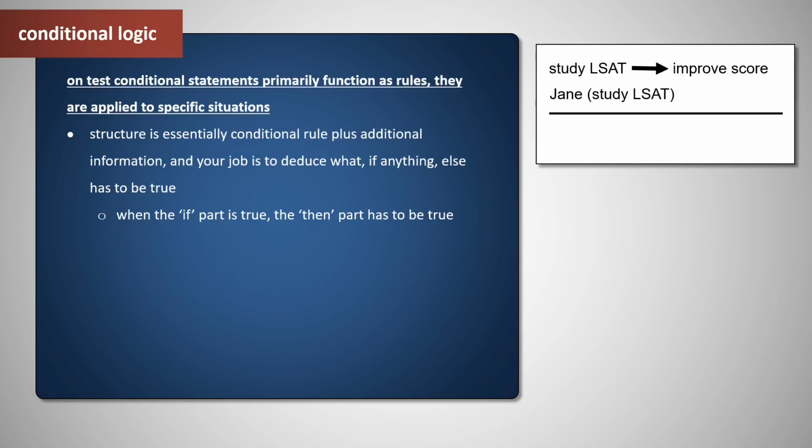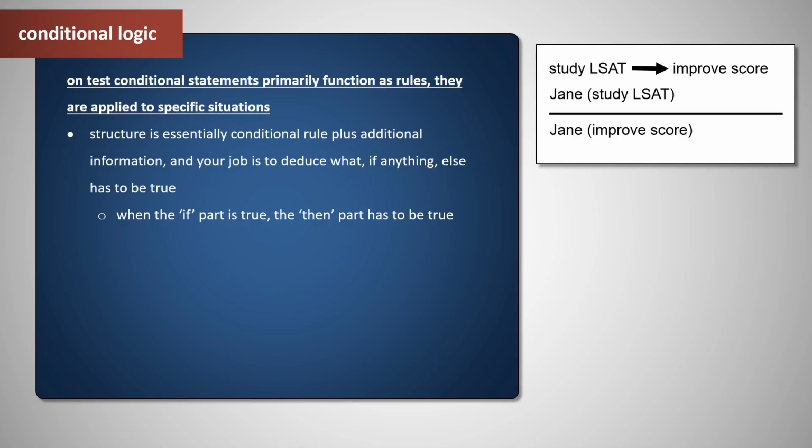So if we know that whenever this left part is true, the right part has to be true, and we know that Jane is studying for the LSAT, so that means for her it's true. She is studying for the LSAT. Well, if we know that she's studying for the LSAT, then we know that her score is definitely going to improve. She has to improve her score. And this is an application of the rule. Jane studying for the LSAT activated that rule because the if part is shown to be true. She's studying for the LSAT. And so that means that the consequence has to be true for that rule as well for her. So she has to improve her score.